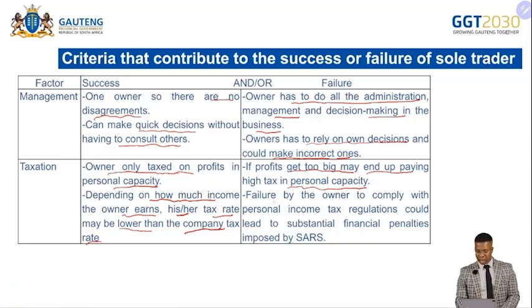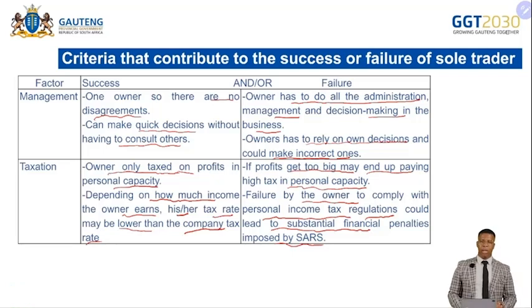And another failure is that failure by the owner to comply with the personal income tax regulations could lead to substantial financial penalties imposed by SARS. So that is the failure when it comes to owning a sole trader and taxation. So the implication is that the success is that you're being taxed in your own personal capacity. But then the failure is the idea that if you do not pay or do not comply with the SARS regulations, you can pay high penalties.